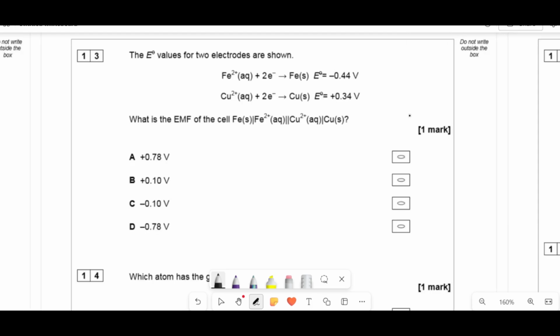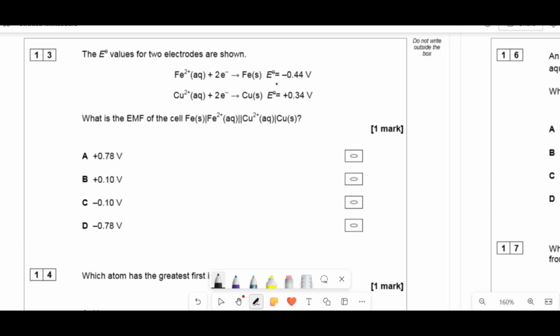There you go. So the E values of the 2 electrodes are shown. What is the EMF of the cell? This and this, right? So it's going to be E cell equals E reduced minus E oxidized. They've told you which one it is. It might be tempting to be like, oh, this must be oxidized, so that's reduced, right? But we need to just double check that there's no other funny stuff going on here, right?